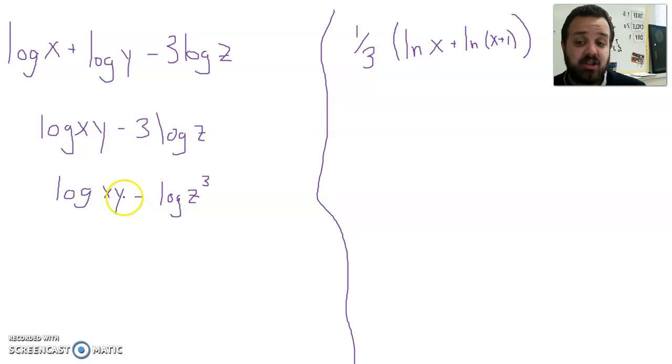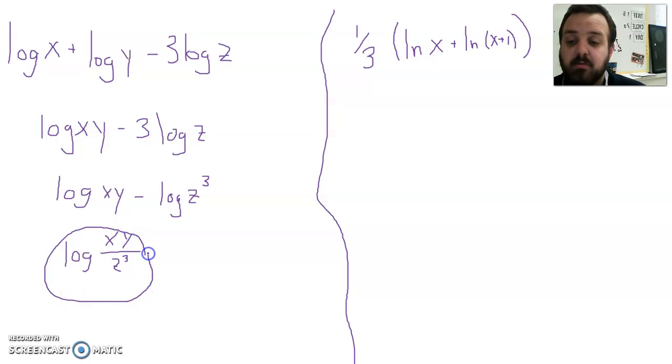And then I see subtraction here. I can combine that together. Remember, subtraction means division. So I can go ahead and do my division, and I'm going to get the log of xy over z cubed. And I now have a nice fully condensed logarithm where I used my log properties to rewrite this expression up here as one logarithm.